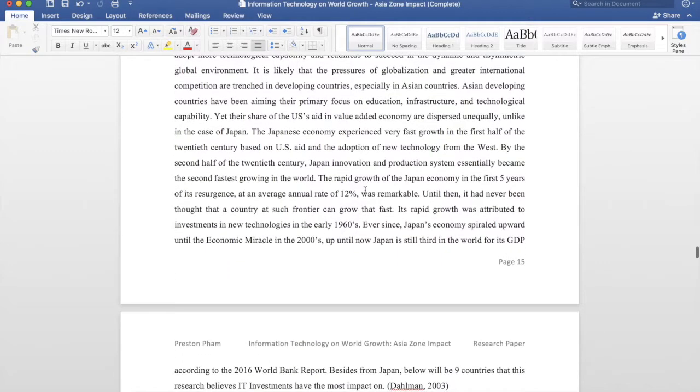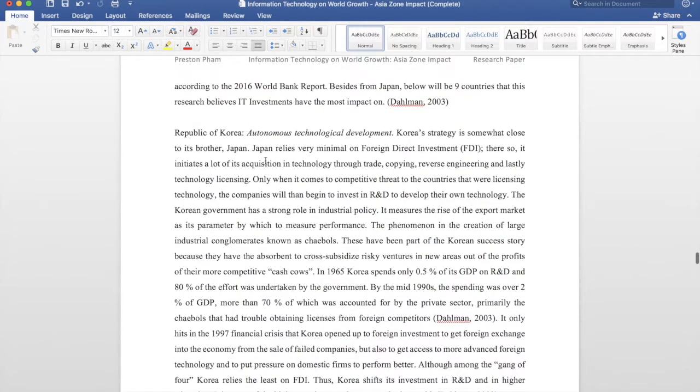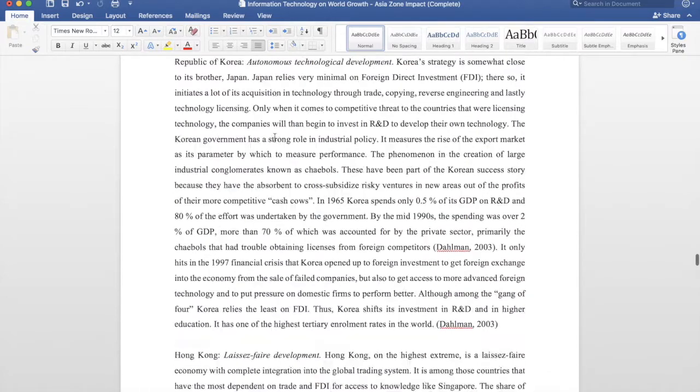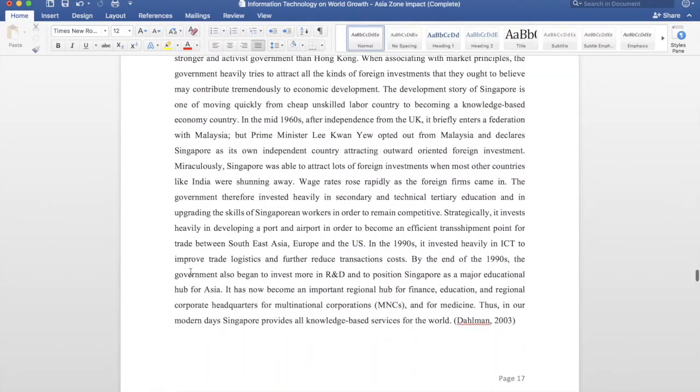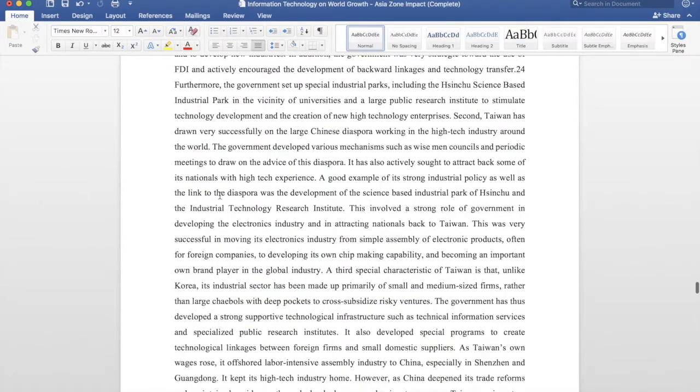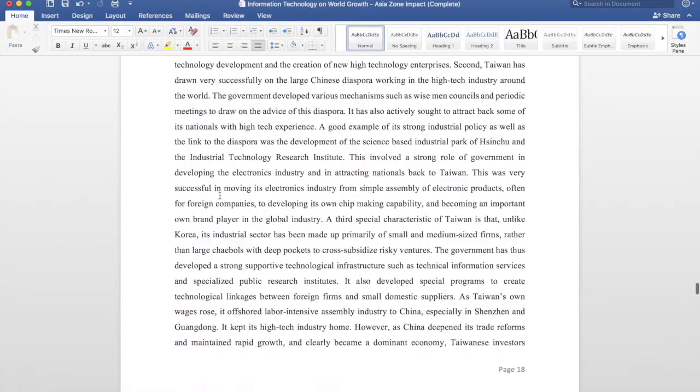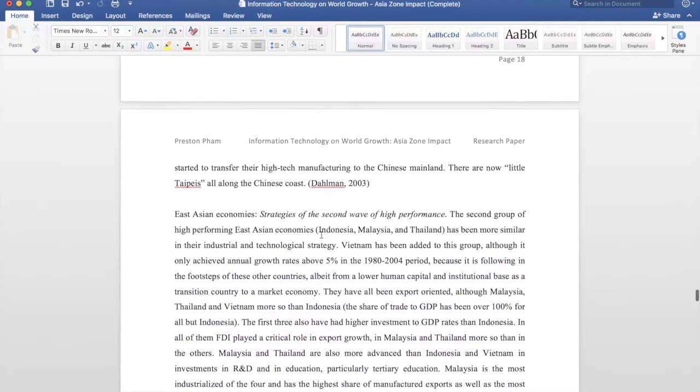Down here, I talk about the conceptualized growth theory for these developing countries, such as the Republic of Korea. Down here are also Hong Kong, Singapore, Taiwan, and then the East Asian countries. This includes Indonesia, Malaysia, Thailand, and Vietnam added to this group.